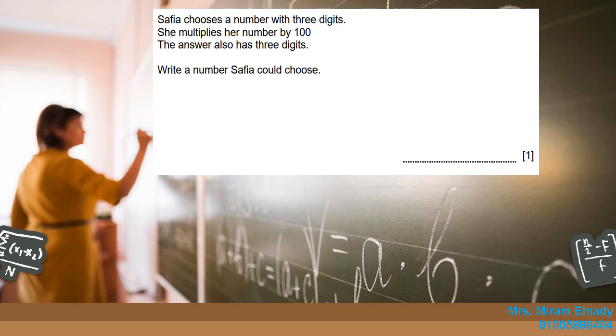Now, Safia chooses a number with 3 digits. She multiplies her number by 100. The answer also has 3 digits. Write a number Safia could choose. In this case, we would say multiplying a 3-digit number by 100, for example, 200 times 100, will give us 20,000. How come the answer will be the same, 3-digit?